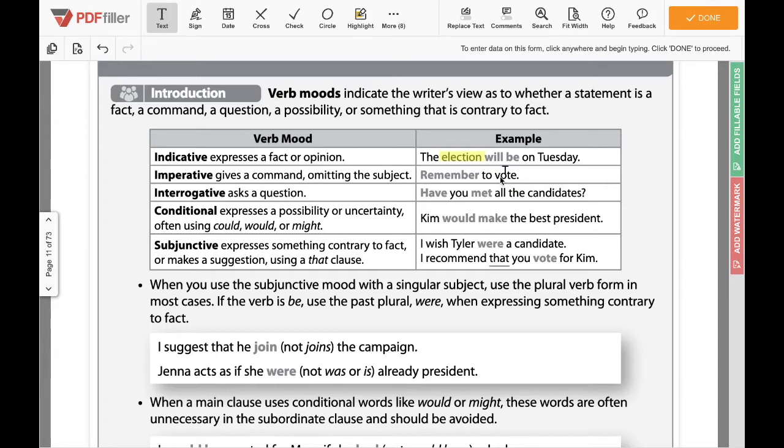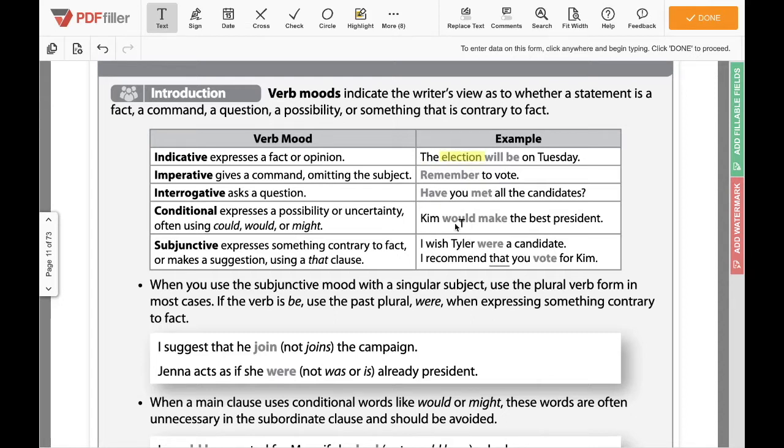Conditional verb mood is where we're expressing a possibility or uncertainty. It often uses could, would, or might. So this is just the opposite of the fact, basically. It's not saying that it's going to happen, it's saying it could happen.